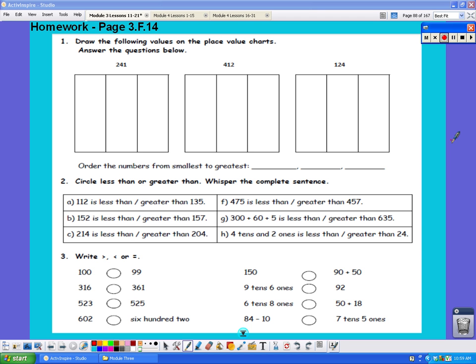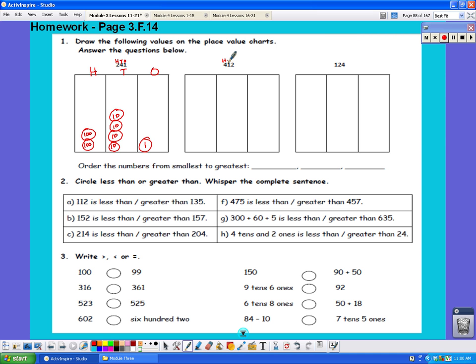value charts. So I'm going to label my number, hundreds, tens, and ones, and I'm also going to label my chart itself. So I know exactly where I'm drawing my discs. All right, it says 2 hundreds, 4 tens, 1 one. I'm going to represent that by drawing 2 hundreds, 4 tens, and 1 one. All right, the next number, 412.